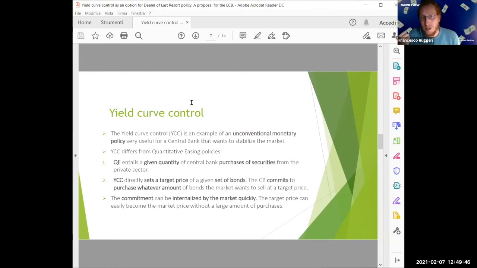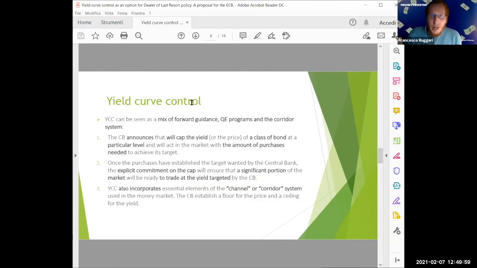The powerful thing here is that the commitment of the central bank to a particular target can be internalized by the market very quickly, and the target price can easily become the market price without a large amount of purchases. So basically, yield curve control is a mix of three different central bank policies: forward guidance, QE programs, and the corridor system. The central bank announces that it will cap the yield and starts the purchases with no limits on the quantity that it wants to use. Once it reaches the price target, the commitment to stay there and to continue to purchase once the price deviates from the target is basically like forward guidance. The markets know that the central bank is there to intervene once the price is going to deviate from the target. So this is a strong commitment that can be internalized by the market very quickly.